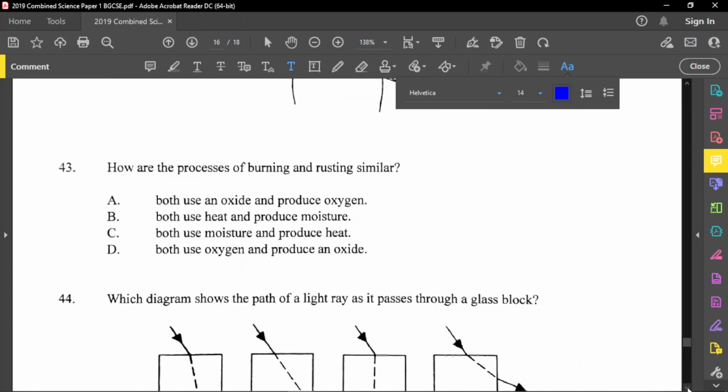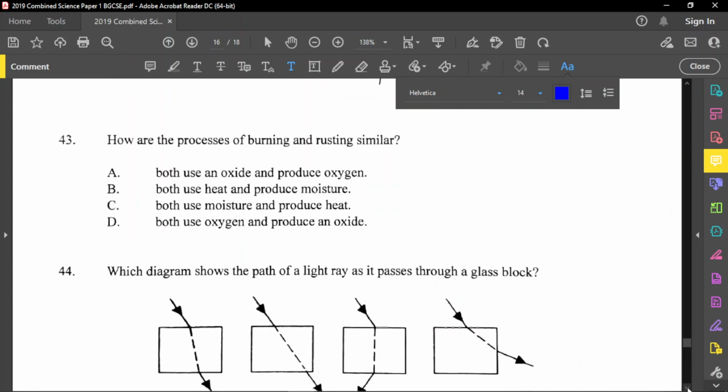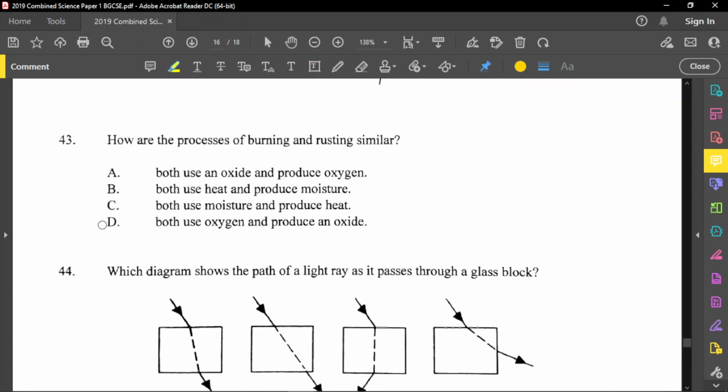All right, question number 43, and we're almost there. How are the processes of burning and rusting similar? What you should know about burning and rusting is that they actually use oxygen, okay? And oxygen is used to produce an oxide. Option D is actually your answer, but I want to talk about the oxides that are produced. Both use oxygen and produce oxide. And so if it's rust, let's talk about that. I'm going to talk about rusting there.